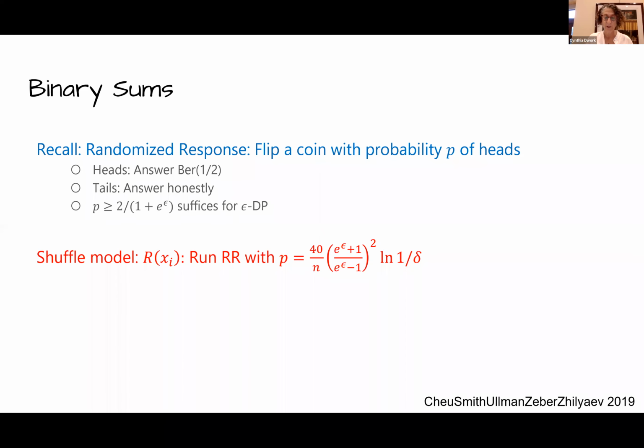Okay, so I'm going to tell you about one concrete protocol and its analysis in this model. This is Cheu et al. So remember the randomized response algorithm. Now in the shuffle model, assuming that p and that n is large enough and so on, we're going to run randomized response with this value for p. So this is order 1 over n times this funny thing squared log of 1 over delta.